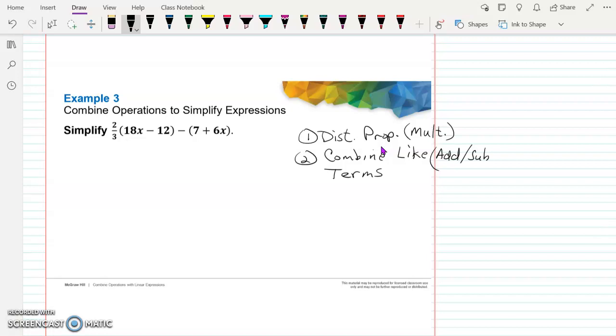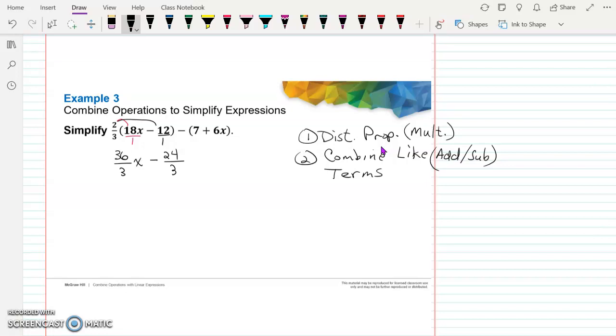Okay? So to start with, I notice that I need to multiply 2/3 times 18x. And so let's go ahead and put that over 1. Okay, so 2 times 18 would give me 36. 3 times 1 would give me 3x minus, okay, let's put the 12 over 1. 2 times 12 would be 24. 3 times 1 would give me 3.